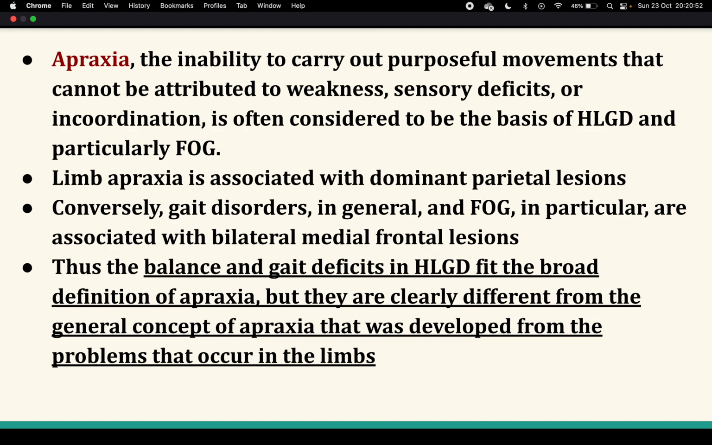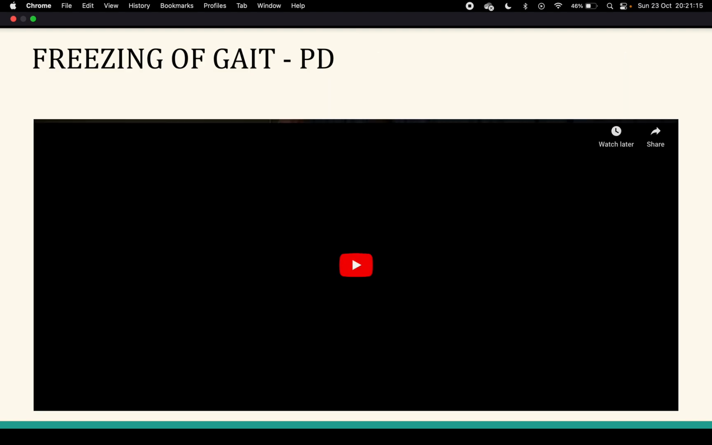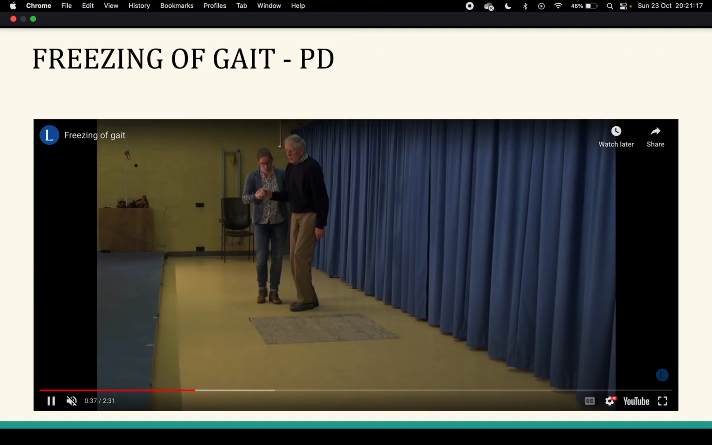Limb apraxia is associated with dominant parietal lesion. Conversely, gait disorders in general, and freezing of gait in particular, are associated with bilateral medial frontal lesions. Thus, the balance and gait deficit in higher level gait disorder fit the broad definition of apraxia. But they are clearly different from the general concept of apraxia that was developed from the problems that occur in the limbs.